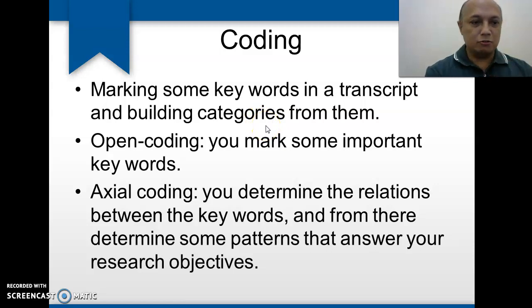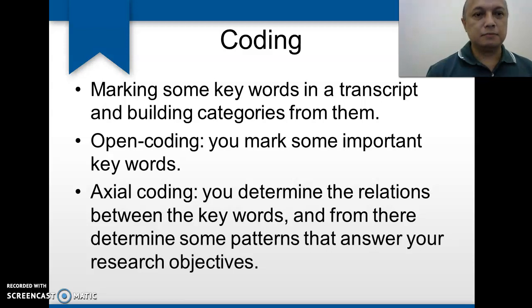So all you need to do is to mark your transcript with highlighter or with boldface or with italic or whatever. You do that to some keywords, some important keywords in your transcript, in such a way so that you can eventually find the pattern. You can eventually classify them into some categories, and then you relate all the categories until you find a pattern that will answer your research objective.